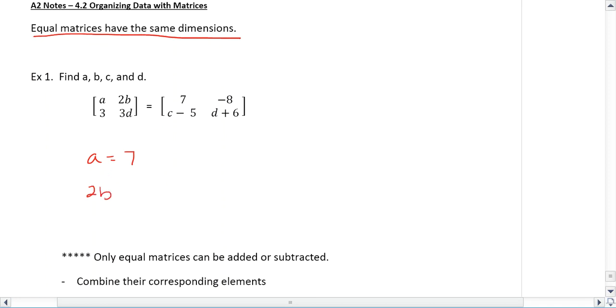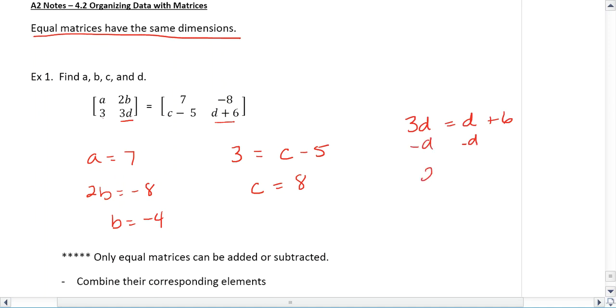2B here is equal to -8, therefore B is -4. Here to find C, we'd have entry 3 is equal to C minus 5, therefore C is 8. And these last elements here, we have 3D is equal to D plus 6. So we remember from our Algebra 1 days that we can subtract a D from both sides, and we would find that D is 3. So when two matrices are equal, their corresponding elements are equal to each other.